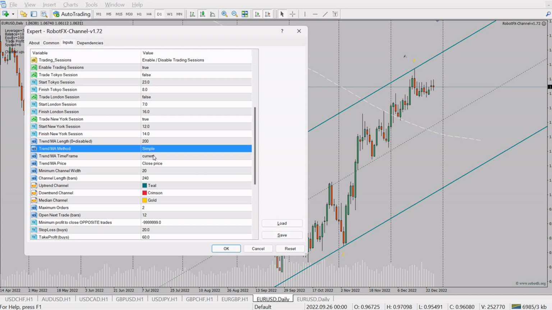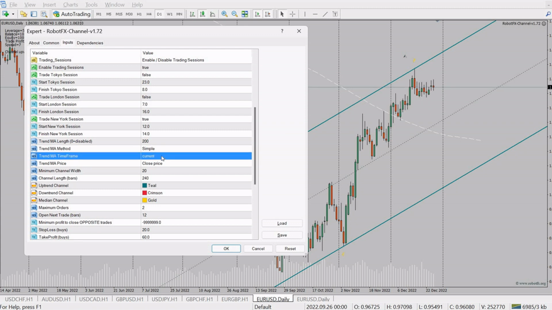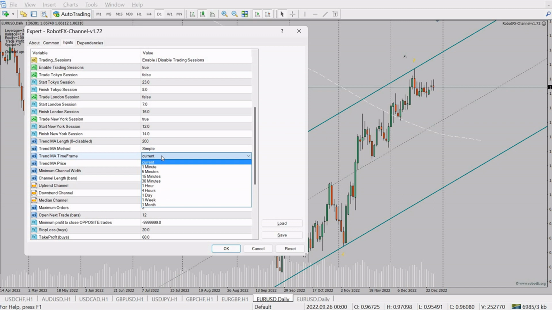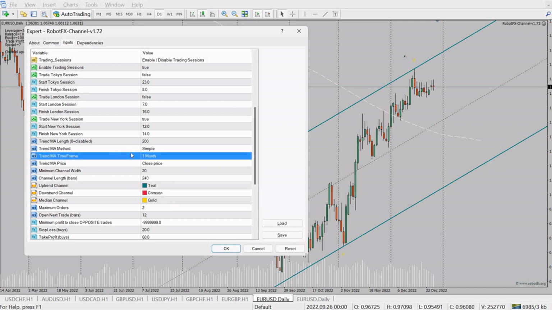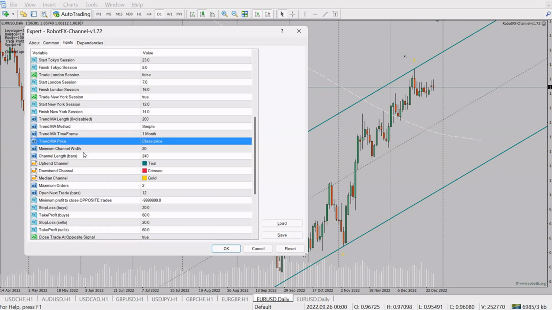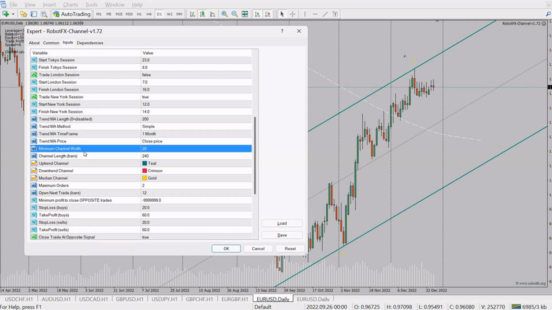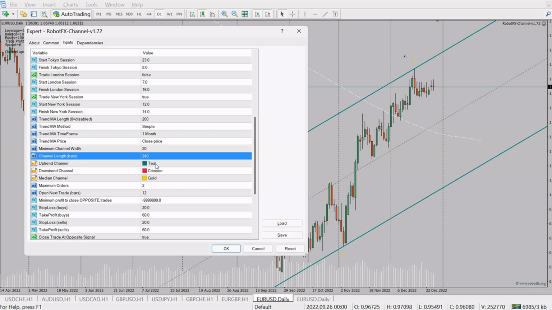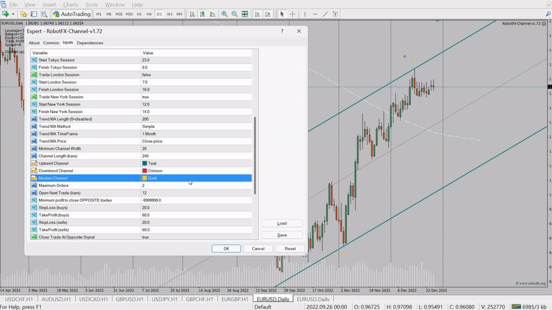Even more than this, we have the possibility to use this trend detector, the moving average, on a different time frame, let's say higher, as trading with the trend usually goes. Now, the next settings are about the channel itself. We have the possibility to set the minimum channel width and also the channel length in bars or candles or candlesticks, however you want to call them. Also choose the colors for the price channel.